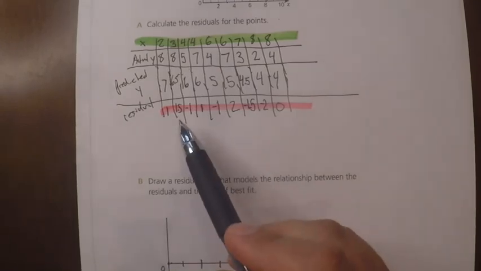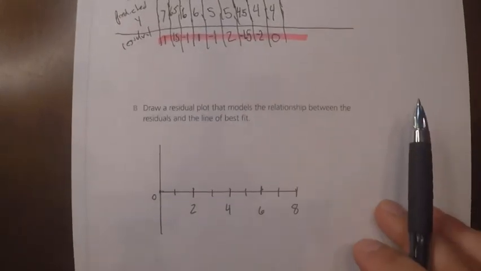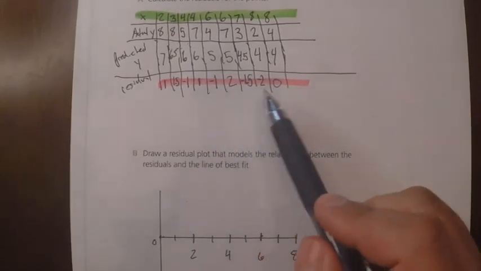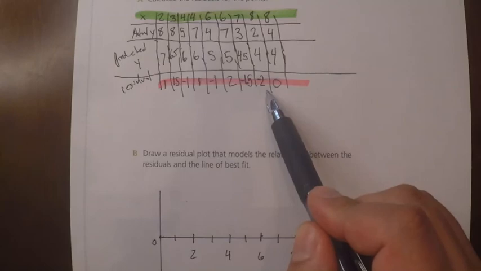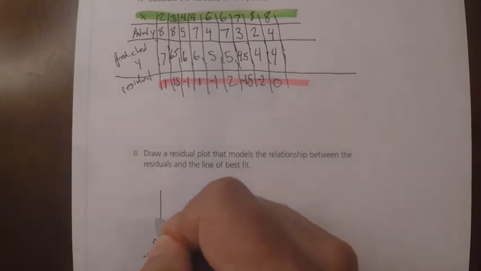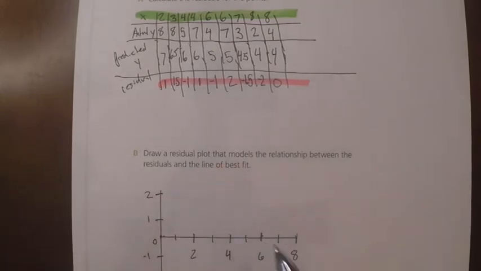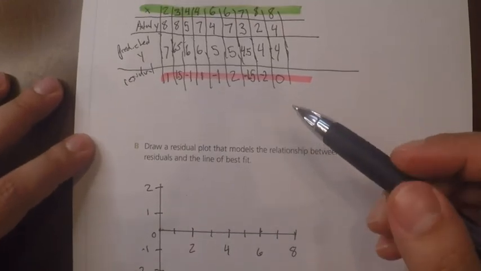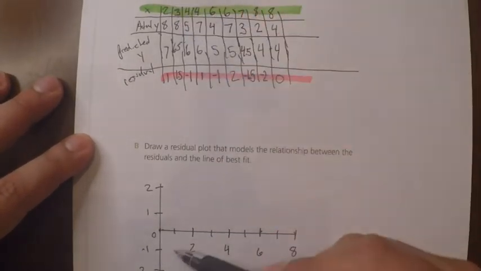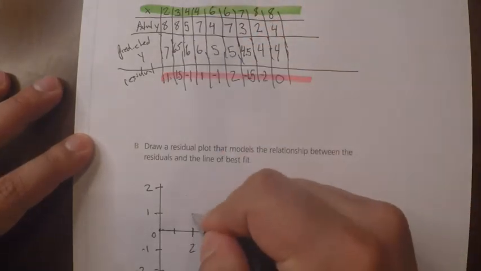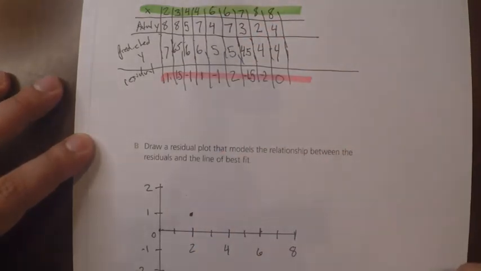And then the residuals will go on our y-axis. So if we look at our y-axis, the residuals go from -2 up to +1.5. So we'll say this is -2, -1, 1, and 2. So now what we do is we go through and we plot each of these residuals on this graph here. So the first one, the x value is 2, and the residual is 1. So at 2, 1, we put a point.